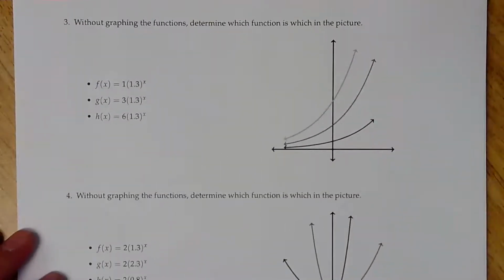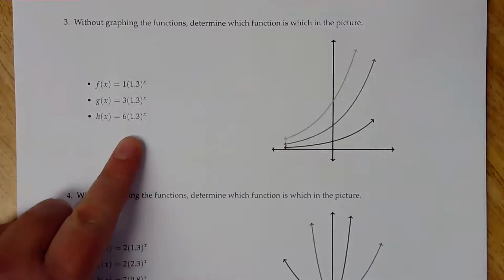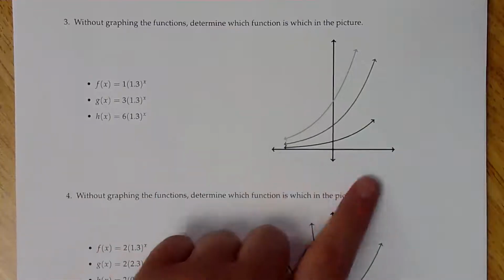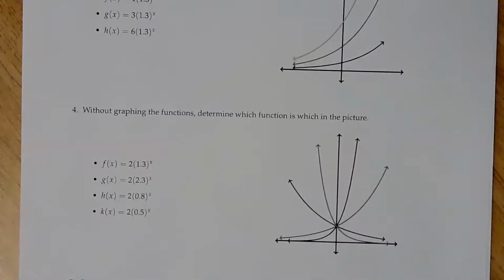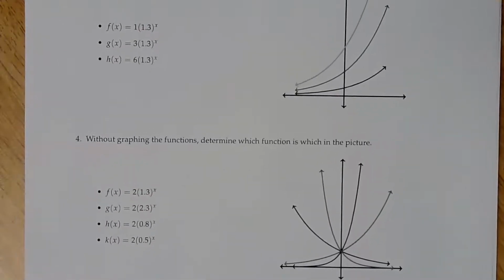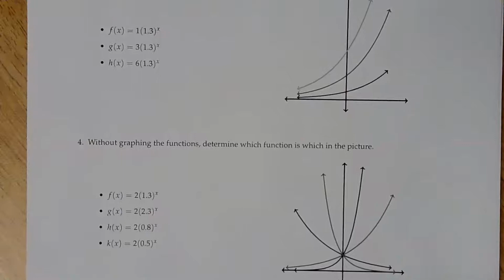numbers 3 and 4. You want to look and see what value is changing here, whether it's A or B, and then use that to identify which one of these graphs are F, G, H, or in this case also K. So go ahead, pause the video, give those a try, and we'll come back and talk about it.